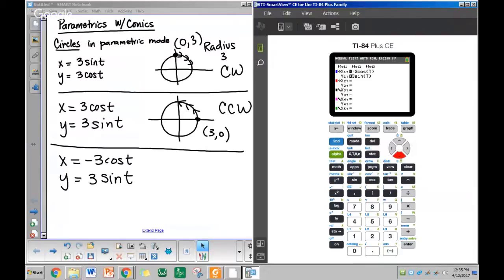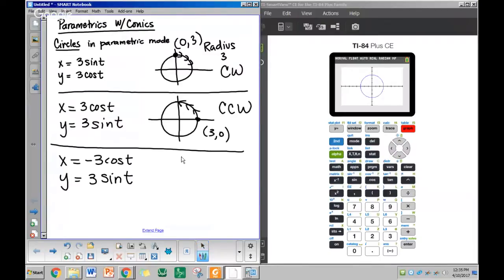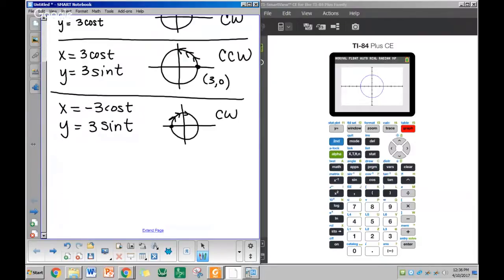All right, now I'm going to hit graph, and let's pay attention to where it starts. Ooh, where did it start? On the left side, on the left vertex. Yep, so it started on the left vertex and went clockwise. So what is parametrics doing for us? It's graphing a circle, but it's showing the motion starting in different places, which I think is pretty cool. All right, let's do another one.